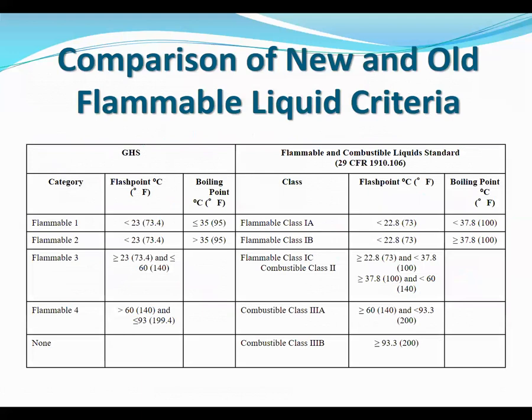Comparison of new and old flammable liquid criteria. The new GHS, which we spoke about in part 1, streamlined categories of 1 through 4. You have your flash points and your boiling points. As you can see in the flammable and combustible liquid standards, they're denoted by different classes and subclasses, along with different set flash points and boiling points.